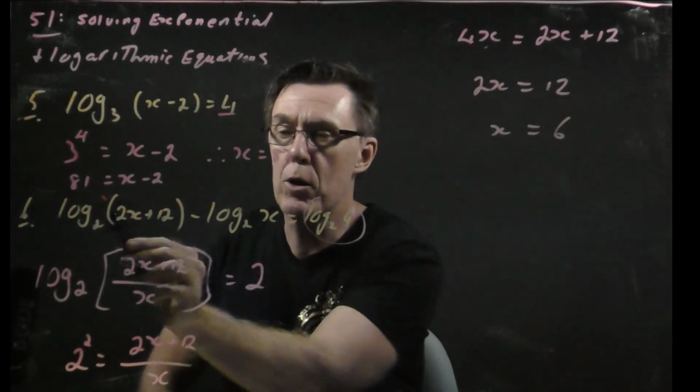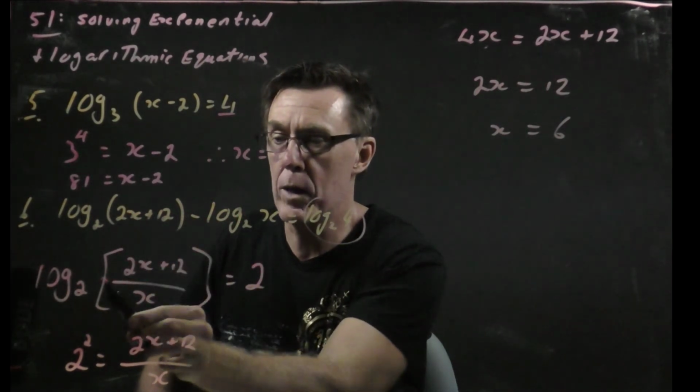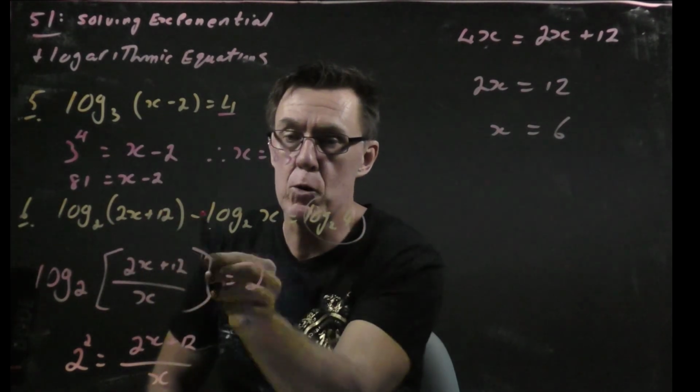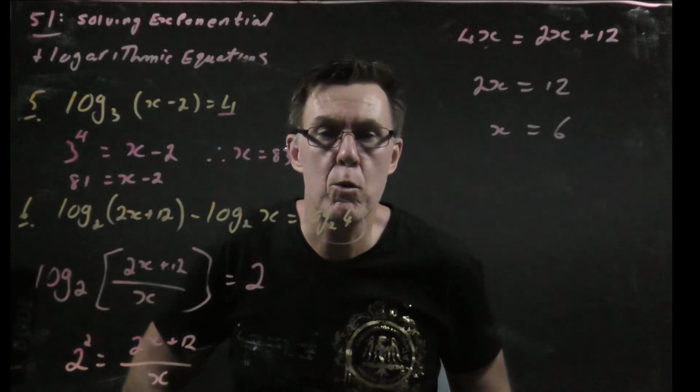Number 6, just realising you're subtracting logs of the same base, so therefore you could factorise the log at the front, leaving those two terms divided together. And there is your solving exponential and logarithmic equations.